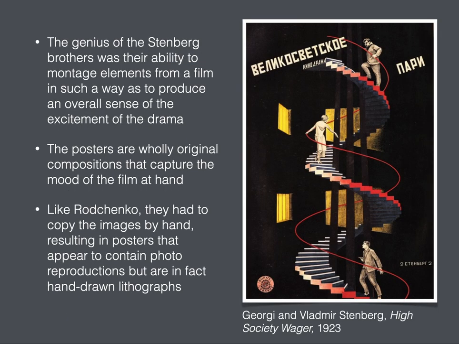This is their poster for the movie High Society Wager. The genius of the Stenberg brothers was their ability to montage elements from a film in such a way as to produce an overall sense of the excitement of the drama. The posters are wholly original compositions that captured the mood of the film at hand. Like Rodchenko, they had to copy the images by hand, resulting in posters that appeared to contain photo reproductions, but are in fact hand-drawn lithographs.